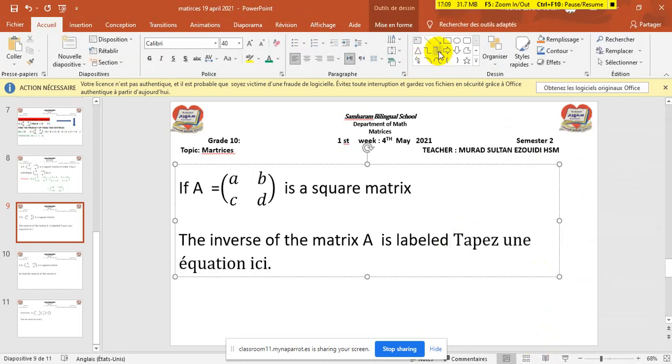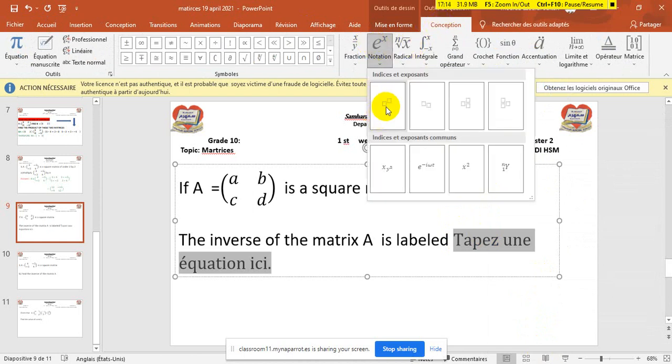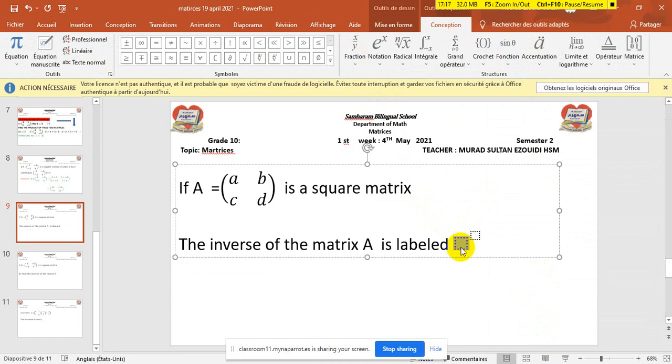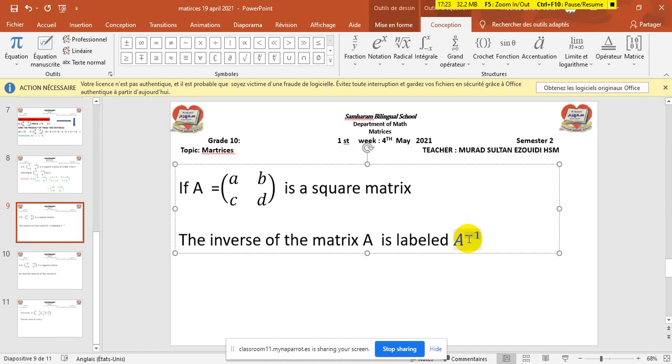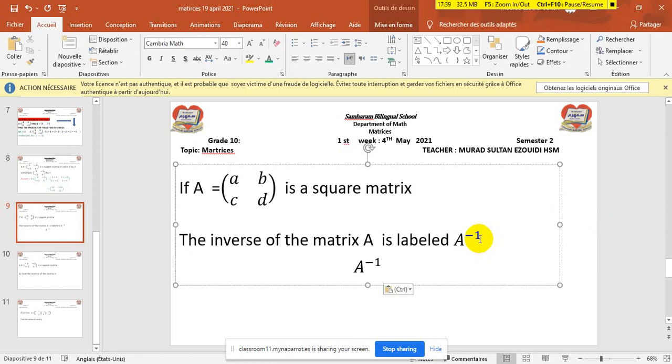Okay, sorry, yes, A negative 1, it will be like that. This is A, the matrix. This is negative 1, means the inverse of the matrix is equal to, then I will make like that. There will be a change from a matrix A to its inverse.